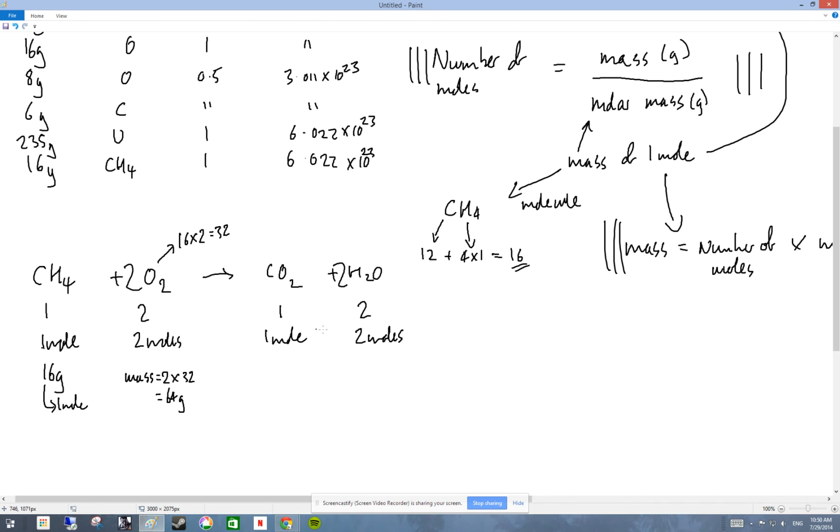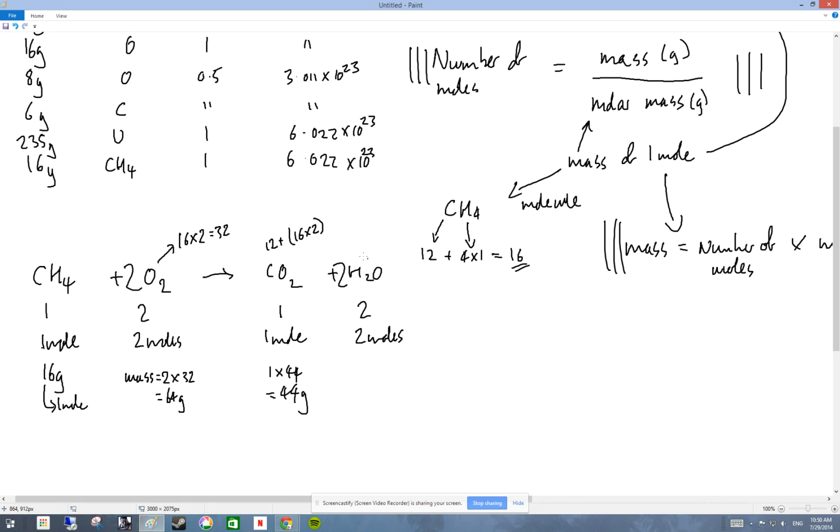If I do the same thing for the carbon dioxide, I've got 1 mole, because we know we've got 1 mole of methane, so 1 mole of methane will make 1 mole of carbon dioxide. And I've got to multiply that by the molar mass of CO2. So that's 12 plus 16 times 2. So that's 32 plus 12, that's 44. So I'd make 44 grams of CO2. So if I burn 16 grams of methane completely, then I'll make 44 grams of CO2.